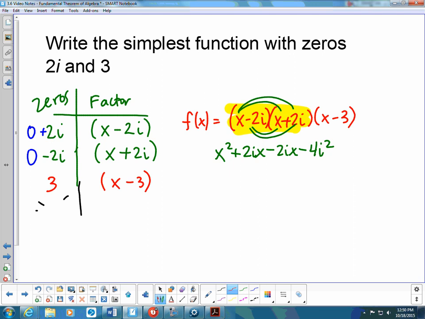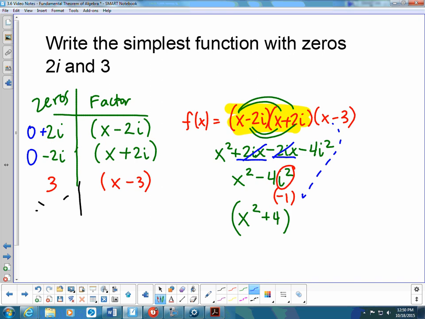And last times last will be minus 4i squared. Again, combining like terms here, I do notice that I have positive 2ix and negative 2ix, so those will subtract off and be gone. I'll end up with x squared minus 4i squared. But again, i squared is equivalent to multiplying this by negative 1. So these two factors actually multiply down to x squared plus 4. Now, not forgetting about the other factor I had out front, I now need to multiply that factor by x minus 3. And again, I'll just FOIL. If you want to use the box, you can.